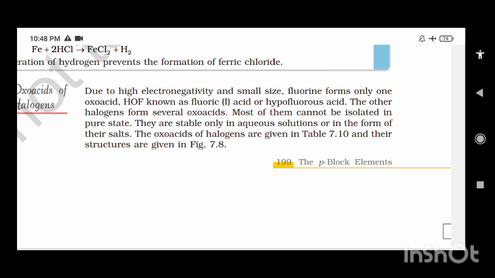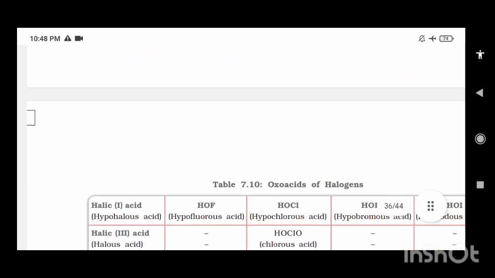The other halogens form several oxoacids. Most of them cannot be isolated in pure state. They are stable only in aqueous solutions or in the form of their salts.